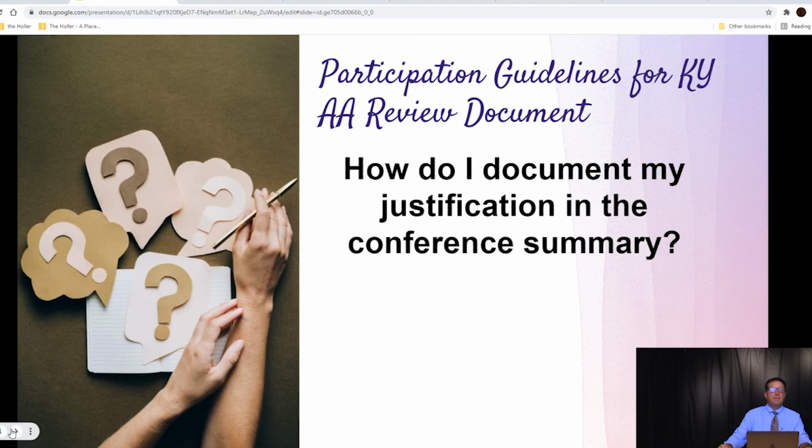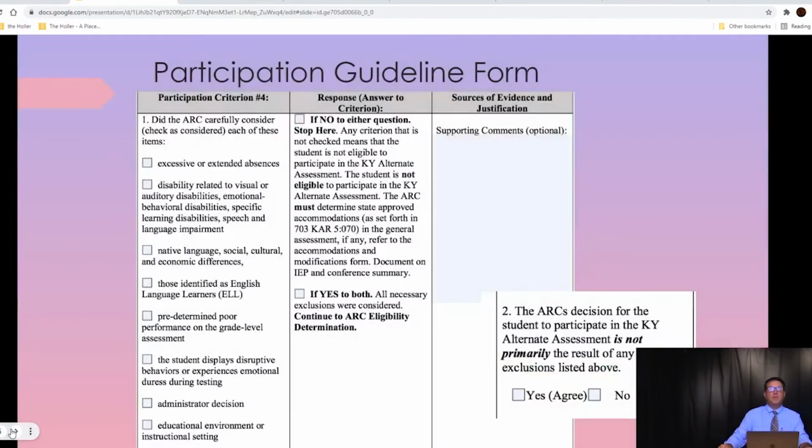How do I document my justification in the conference summary? Big question that we have to consider. And so, with your supporting comments for this next section, we see having to go through a series of questions here that we sometimes refer to as exclusions or exclusionary factors. And so participation criterion number 4, did the ARC carefully consider each of these items? Excessive or extended absences? Is the disability related to other types of disabilities like visual or auditory disabilities, emotional behavioral disabilities, specific learning disabilities, or speech language impairment?